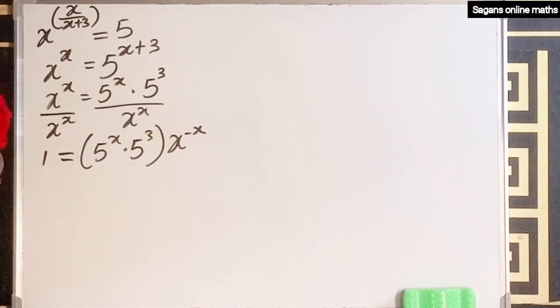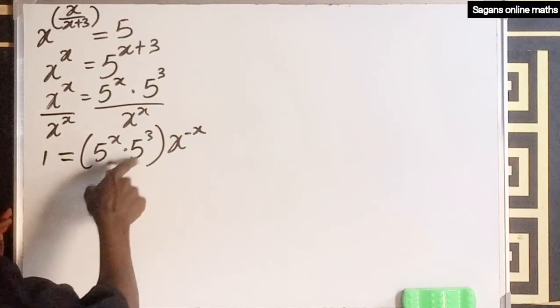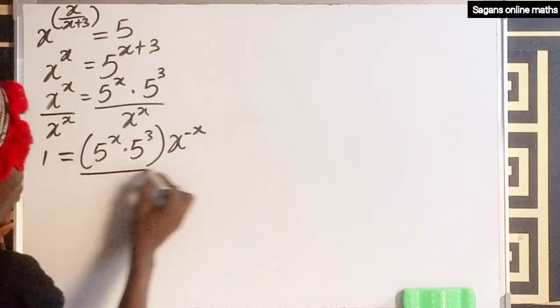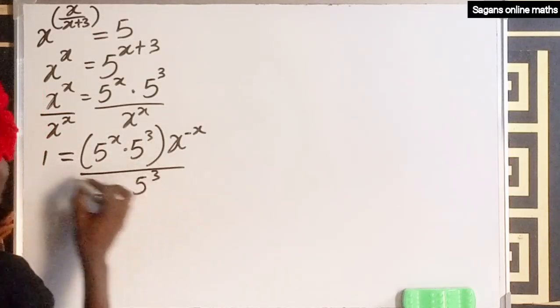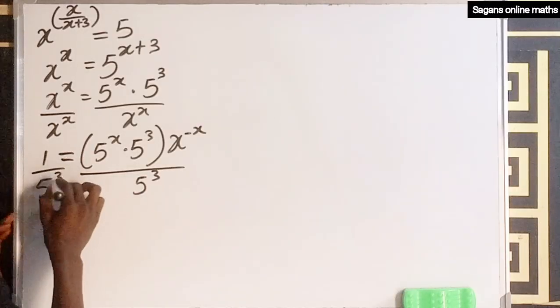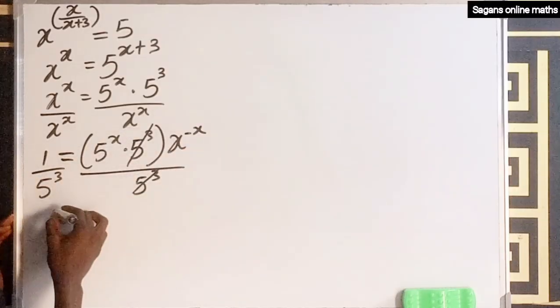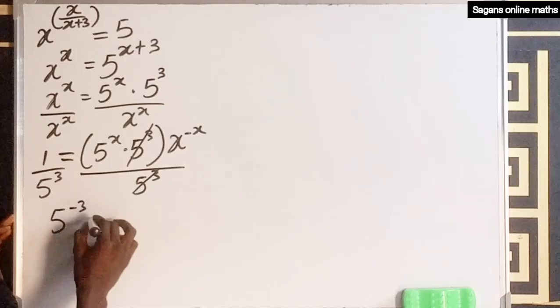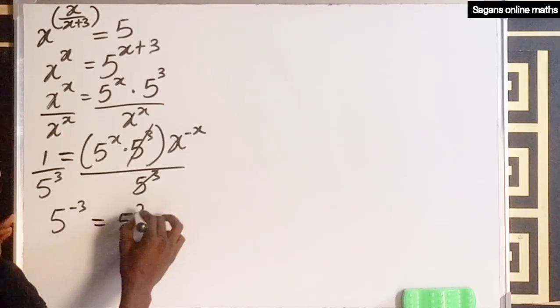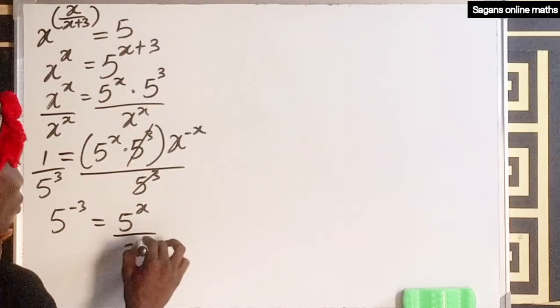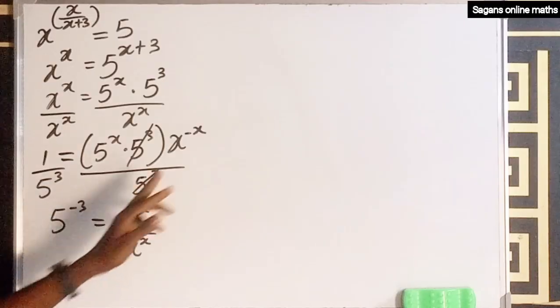Now, I want to remove this 5 to the power of 3 here to this place. So I have to divide both sides by 5 to the power of 3 and divide here by 5 to the power of 3, so that this cancels out this. I'm left with 5 to the power of minus 3 is equal to 5 to the power of x divided by x to the power of x. Wow. You know what happened, right?